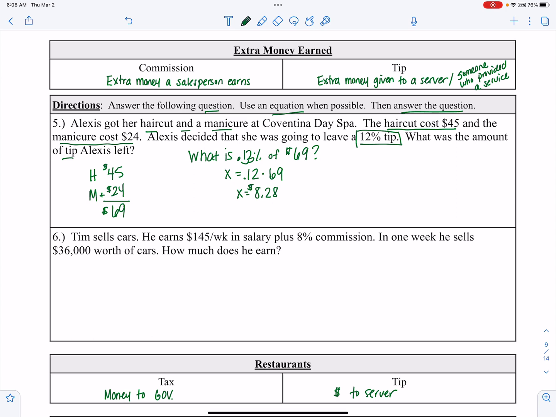Okay, and so what was the tip amount? The tip was $8.28. Now, if it said what was the total cost, then we'd have to add the tip to the cost. So always pay attention to those questions. This one was just asking for the tip itself.